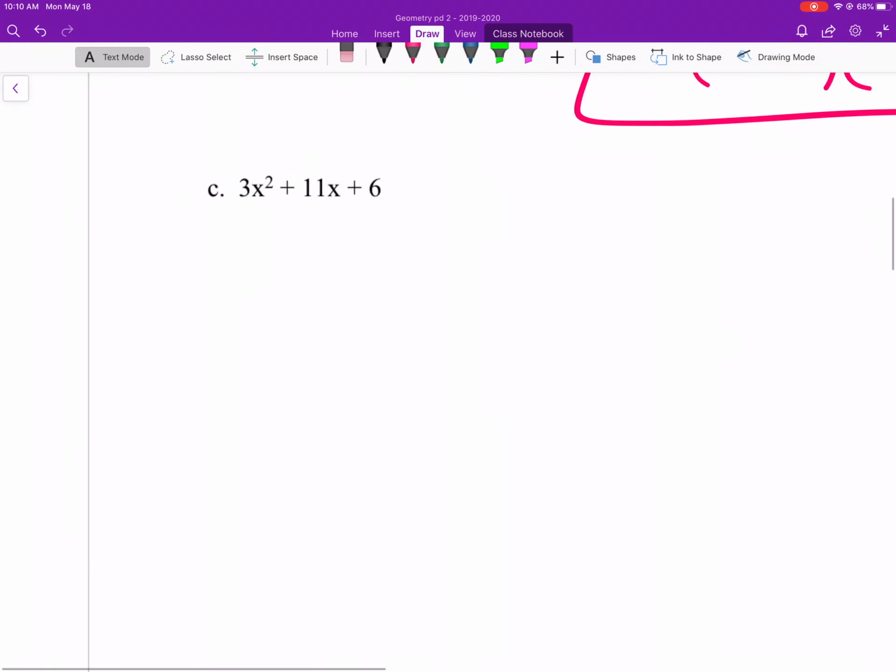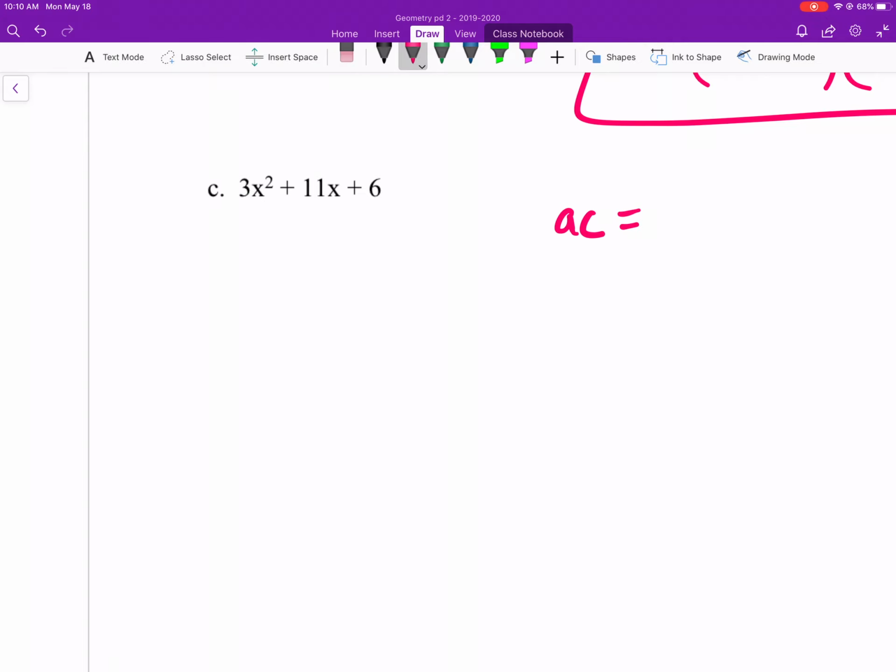Next, 3x squared plus 11x plus 6. Is there a GCF? The answer is no. It's a trinomial now, right? 3 terms. So is it AC or is it AM? The answer would be AC because of this number right here, that A value. The number in front of x squared is bigger than 1, right? 3. So we're going to use AC factoring.